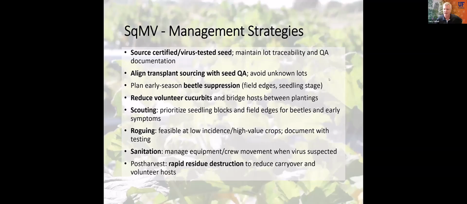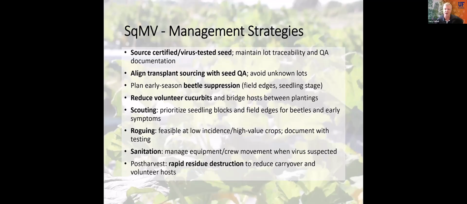If you commonly have issues with cucumber beetles in your area, it's really important to plan early for beetle suppression by managing weeds and potential hosts along the field edges, and monitoring the plants at the seedling stage. It's very important to reduce volunteer cucurbits because they can act as a bridge for virus infections between seasons. Of course, scout the fields and field edges for the beetles and recognize early symptoms, especially early in the season, because then you might be able to go in and rogue and remove those infected plants early on to help prevent subsequent spread.